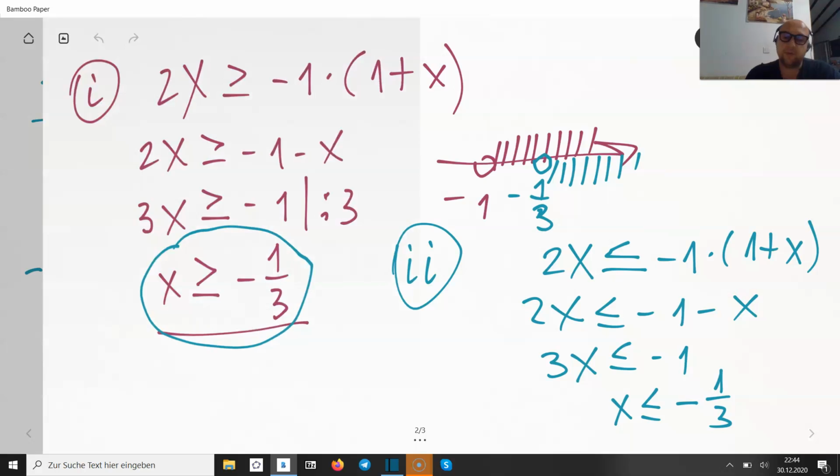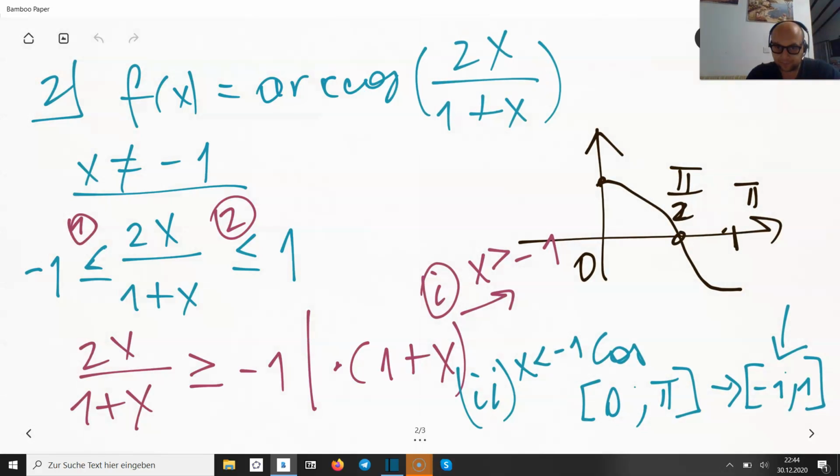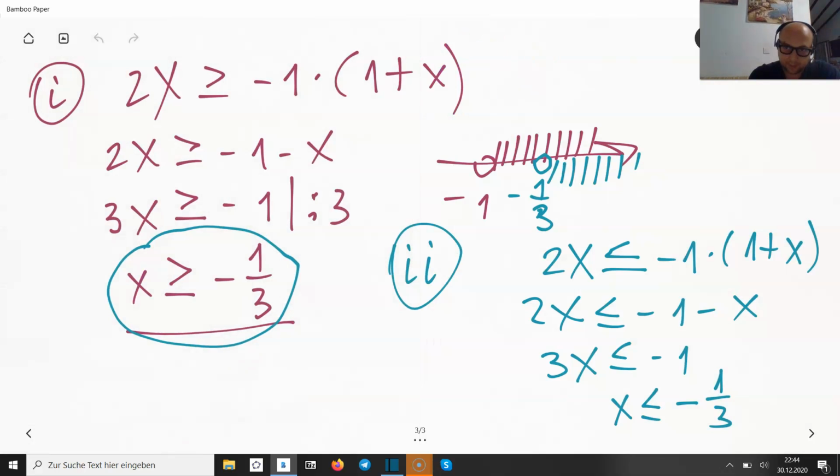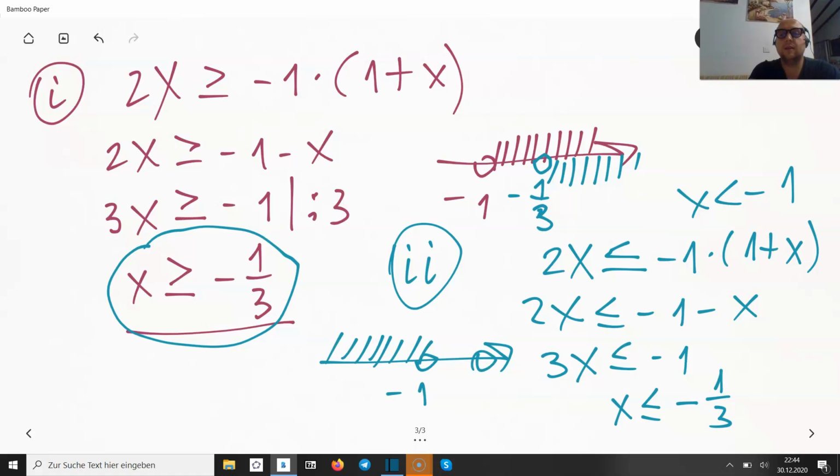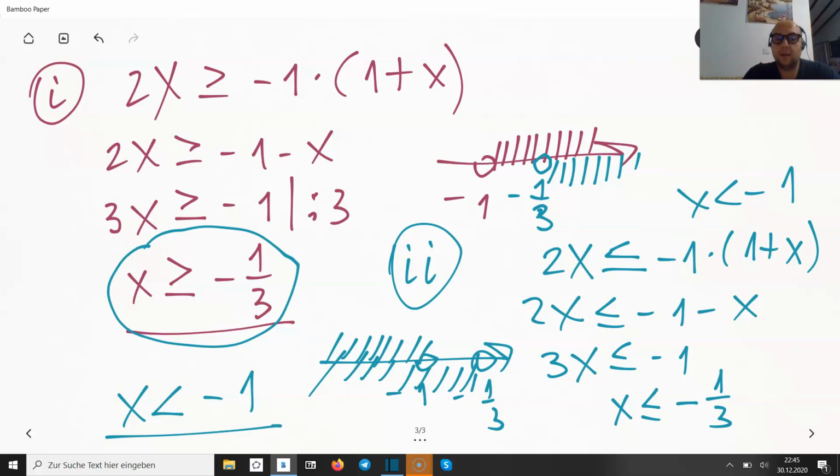The conditioning for this one was x is less than minus 1. So we want x to be less than minus 1. This is minus 1, not taking this, we're less. And now we want x to be less than minus a third. So we're less than minus 1. So now, what is the solution?